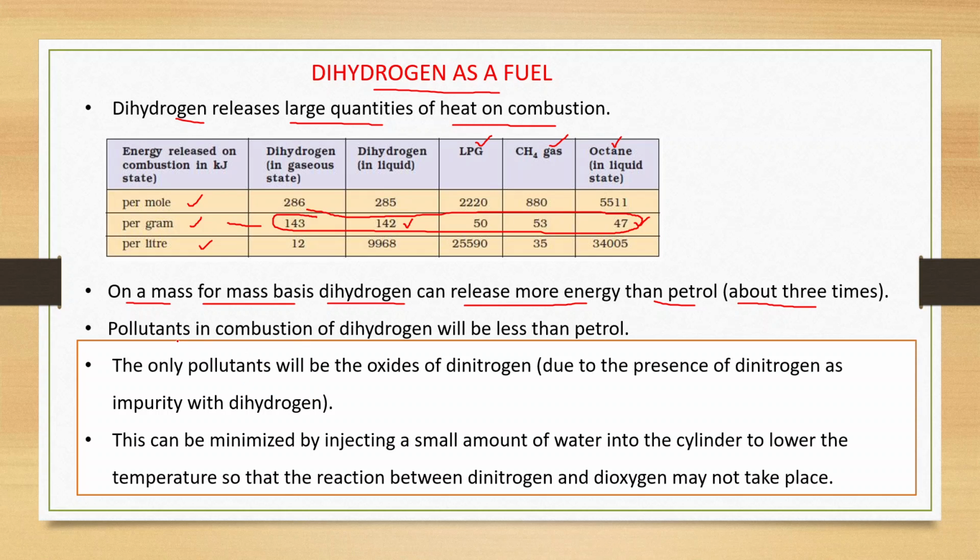Another advantage of using dihydrogen is that pollutants from the combustion of dihydrogen will be less than petrol. The only pollutants will be the oxides of dinitrogen, and this is due to the presence of dinitrogen as an impurity with dihydrogen. But again, this can be minimized by injecting a small amount of water into the cylinder to lower the temperature so that the reaction between dinitrogen and dioxygen may not take place. These are the advantages of using dihydrogen as a fuel.